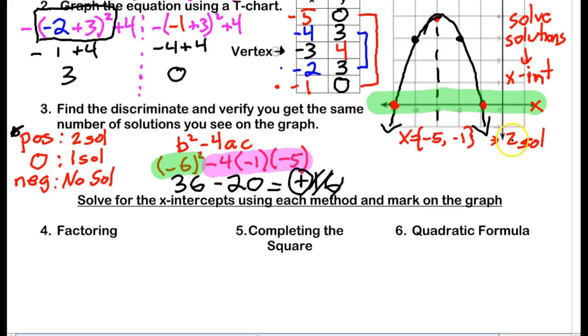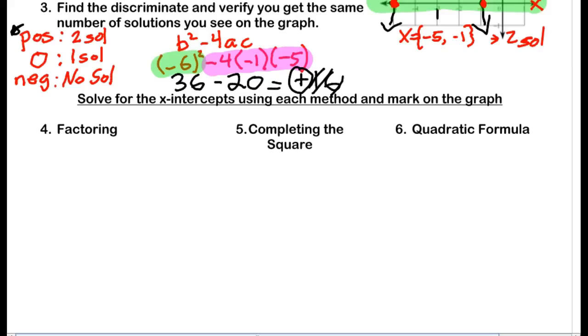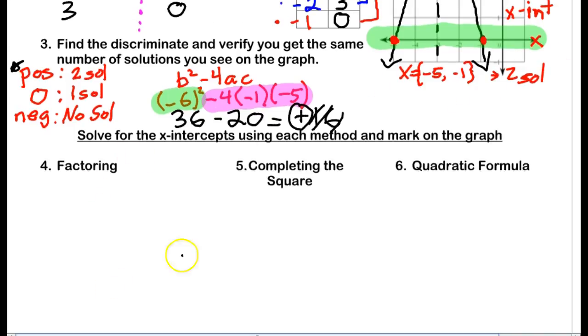If you get two solutions on the graph, you already know that there's going to be a positive discriminant. And then more importantly, you already know that all of the methods, if you're doing the same problem, must come out to be the same answer. So since I got this right here, I already know if I solve it by factoring, completing the square, or the quadratic formula, I better get the same exact answers, otherwise something is wrong. So that's the big picture.